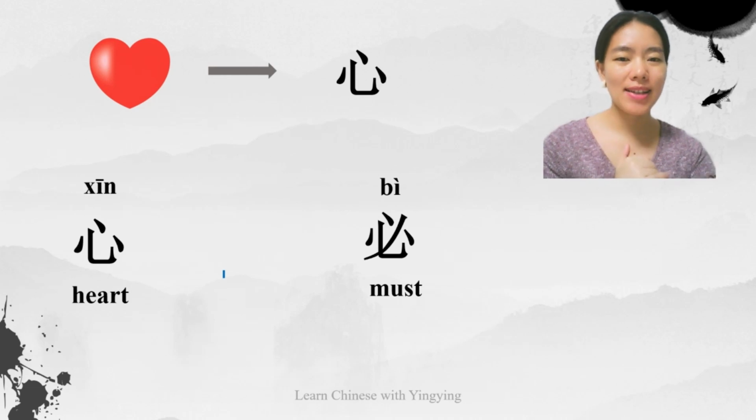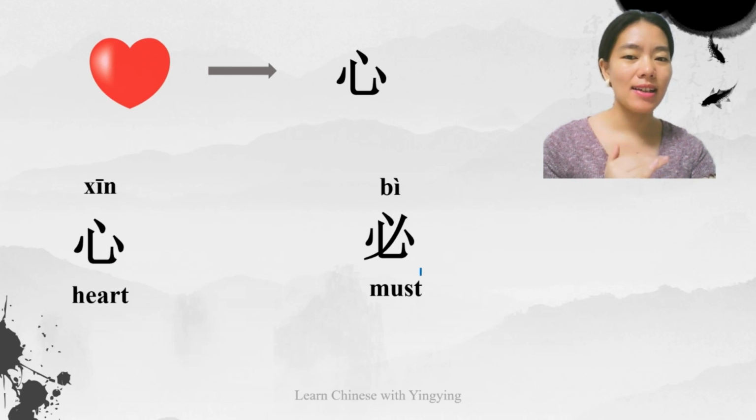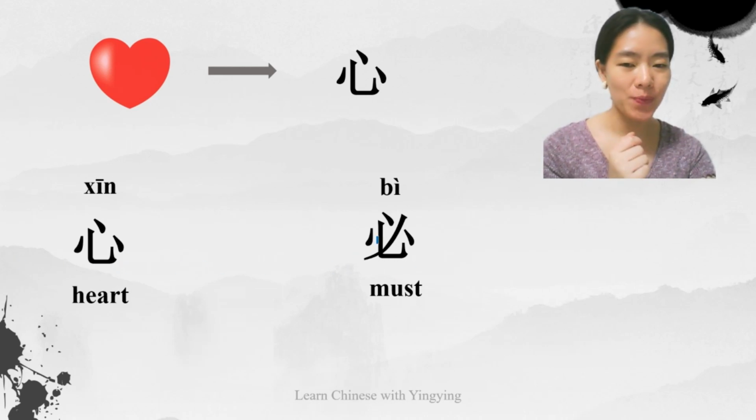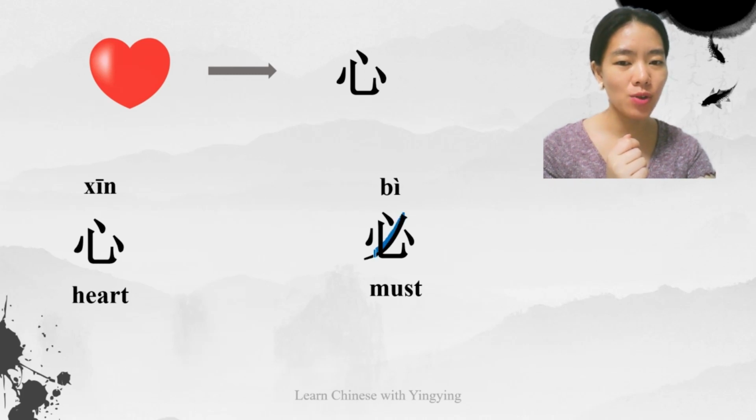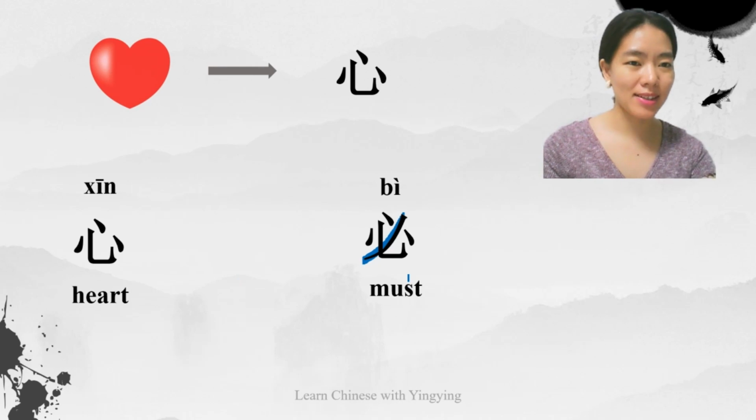So do you notice this one? Well, this one is bì. The pronunciation is bì, and the meaning of it is must. And do you notice the difference between these two is just one stroke? See, just one stroke changes the heart into must.